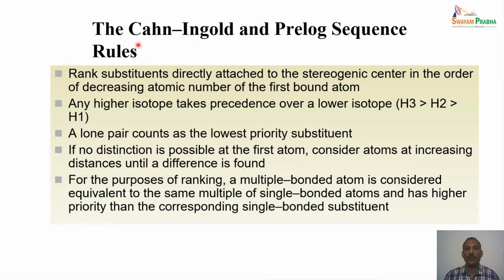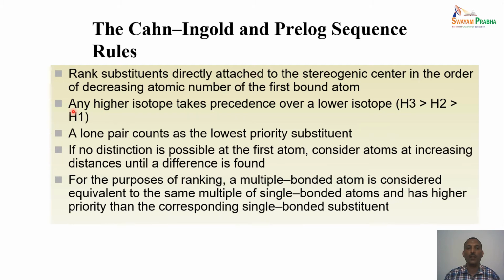So the CIP rule, or the Cahn-Ingold-Prelog sequence rule, states that we need to rank the substituents, that is the groups or atoms which are attached to the chiral center or the stereogenic center, which is directly attached. So this is the most important thing. We have to look at the direct attachment of the groups in the order of decreasing atomic number of the first bound atom. In other words, in the previous one, oxygen is having the highest priority, so it is given the number 1, followed by nitrogen number 2, followed by carbon number 3.